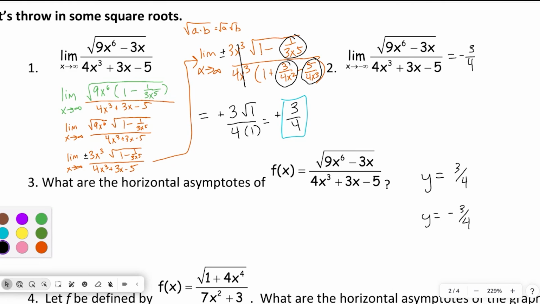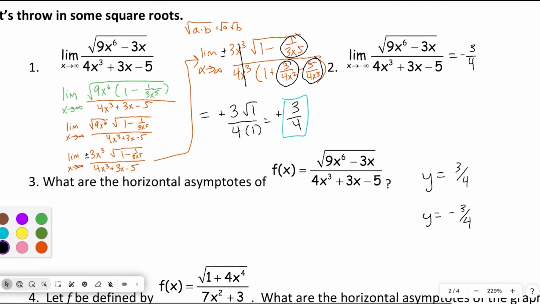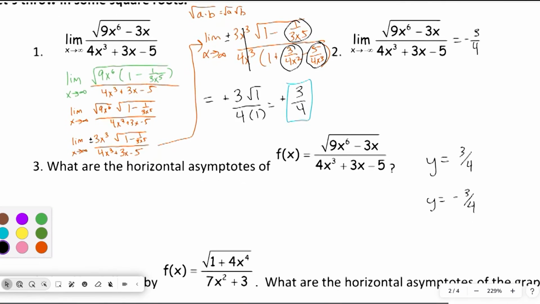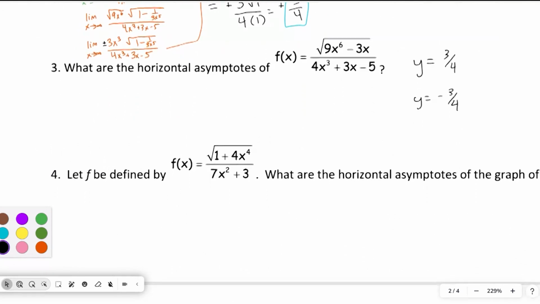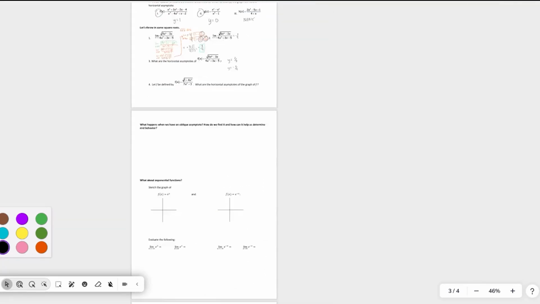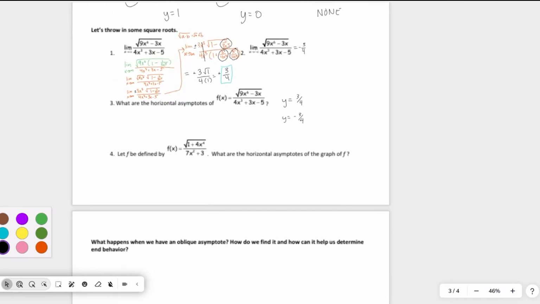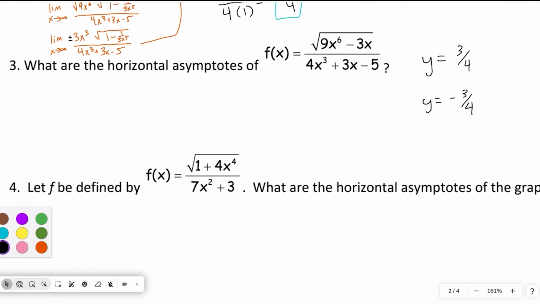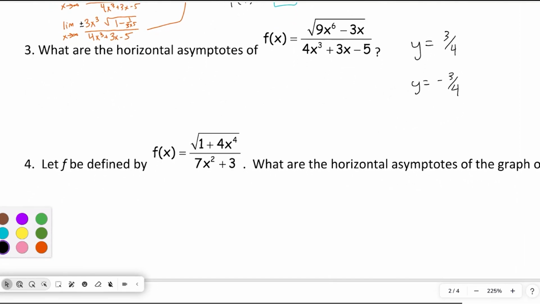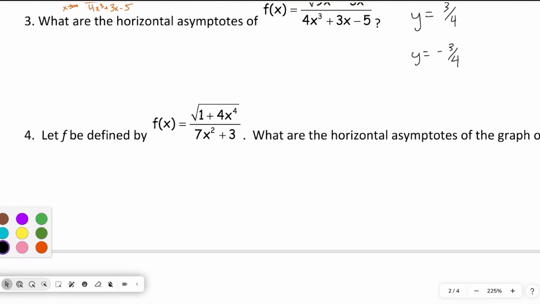Any questions so far? Okay. All right, let's take a look at this guy. Okay, so how are we doing? Are we doing okay? Oh yeah, we're doing really good. Okay, so we've got this function.